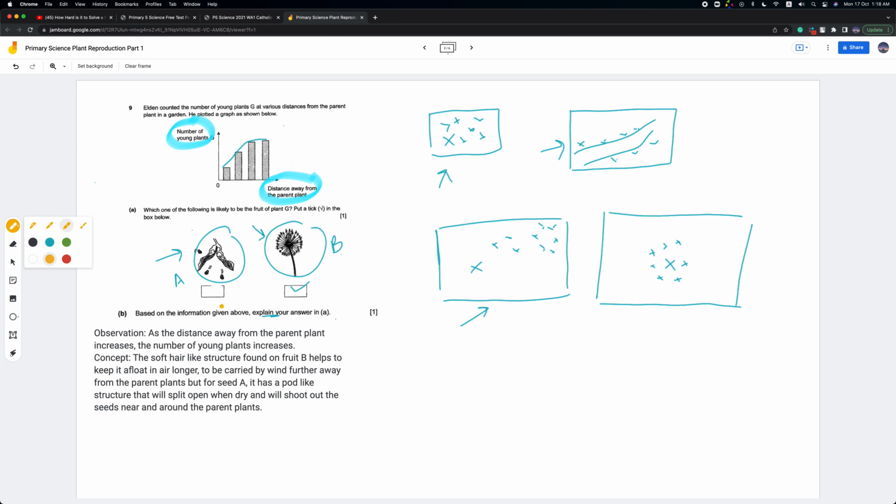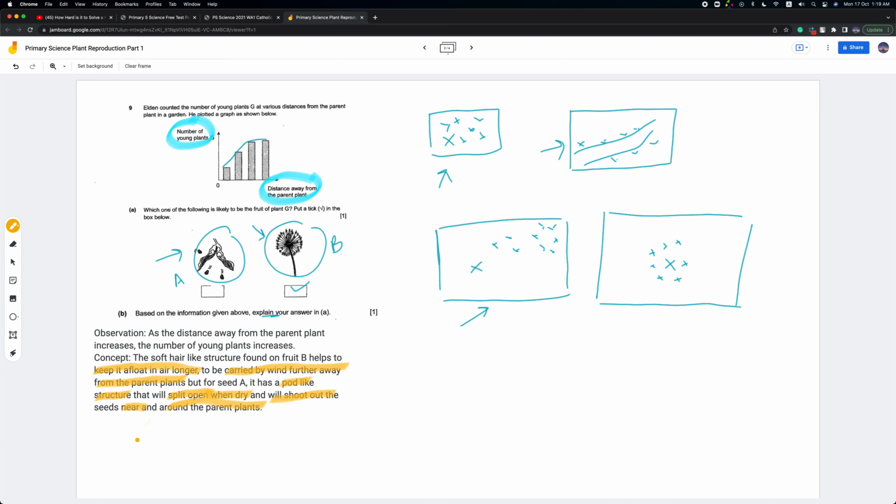Okay, so the first key phrase is this one, keep it afloat in air longer. This is the first key phrase. Second is carried by wind further away from the parent plant. Alright, so this is for seeds that are dispersed by wind. For seeds that are dispersed by explosive action, this is the key phrase. Pod-like structure, split open when dry, will shoot out the seeds near and around the parent plant. So these are the key phrases.